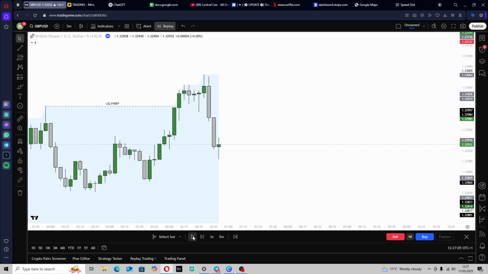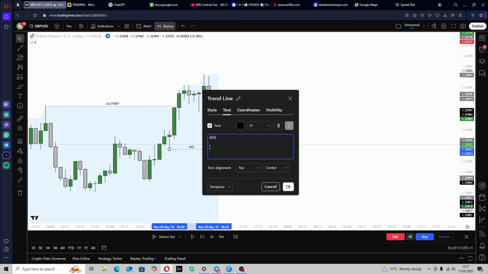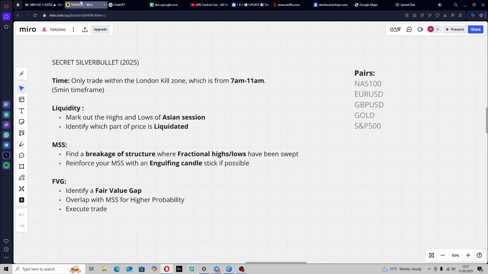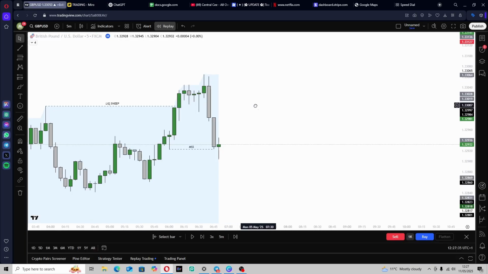Let me play price forward one more time. As you can see there, we just got our market structure shift right here. So it's from here to here. I'm going to be counting the second market structure shift, and once we do get this market structure shift, what we need to do from here on out becomes very easy and very simple, because we can completely finish the trade, right? All we've got to do is identify a fair value gap, and then we can overlap the fair value gap with the market structure shift for a higher probability. And after that, all we have to do is execute the trade, and then we're in and we're ready to take our profits, right?